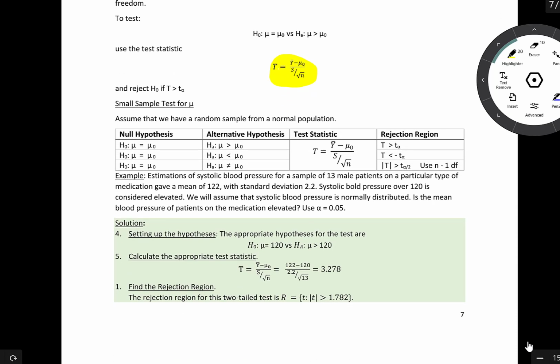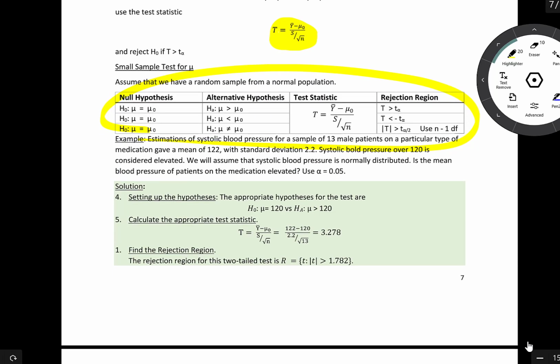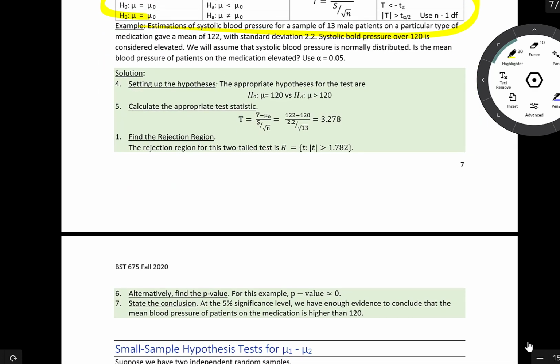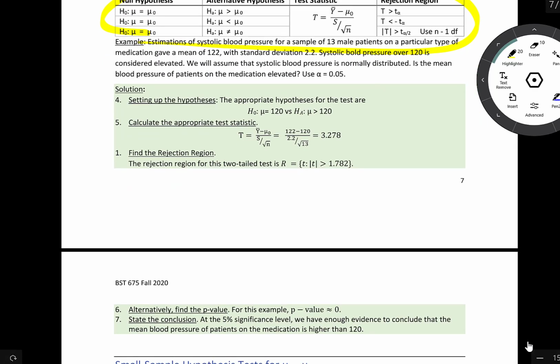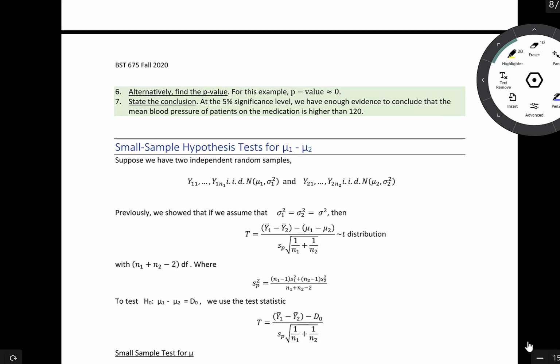Here's kind of the summary, and I'll let you read these on your own. And then we've got two examples here. So again, I'm going to just let you read through these examples on your own. If you have any questions, let me know. But you're going to find that these are very similar to when we looked at the large sample hypothesis test. Really the only difference is we're finding our rejection regions from t distributions instead of z distributions.